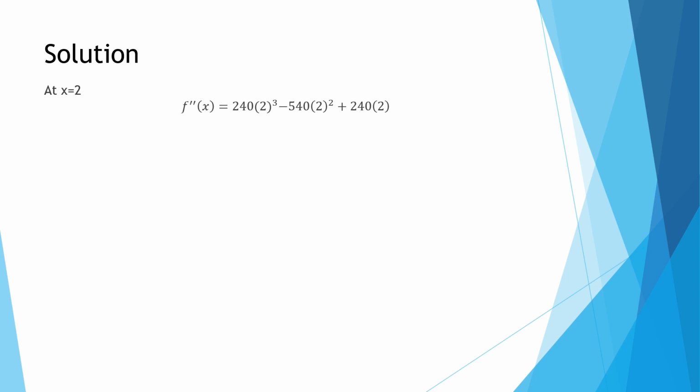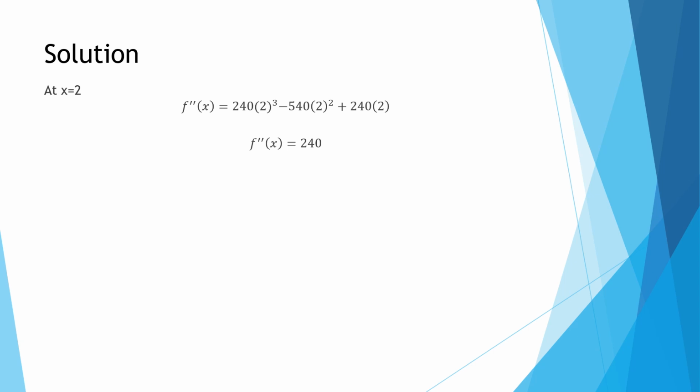So it becomes 240 into 2 raised to cube minus 540 into 2 square plus 240 into 2. So 2 cube, you know it is 8. So this becomes 240 into 8 minus 540 into 2 square. 2 square is 4, we know that. Plus 240 into 2. So basically the equation becomes 240 into 8. How much is it? 240 into 8 is equal to 1920. Is that correct? 1920, that's correct. Minus you have 540 into 4. So 540 into 4 is 1080, plus you have 240 into 2, which is equal to 480. So if you solve that, you get the value as plus 240.